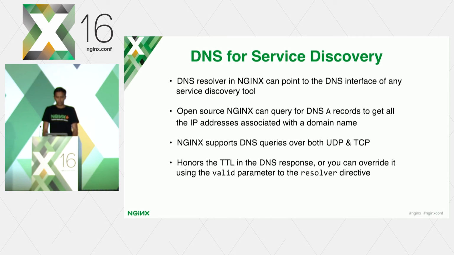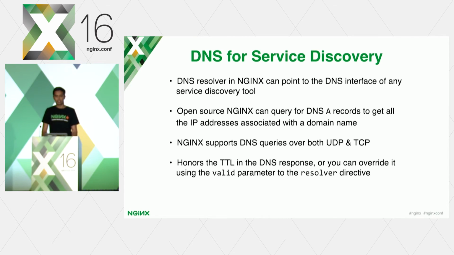Currently today with open source, it can only query for the A records. There's no support for SRV. But all the A records, IP addresses it gets in the response, NGINX can load balance the traffic across those. It also has support for DNS queries over both UDP and TCP.